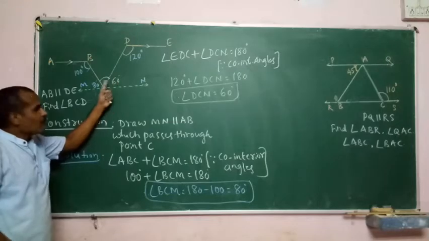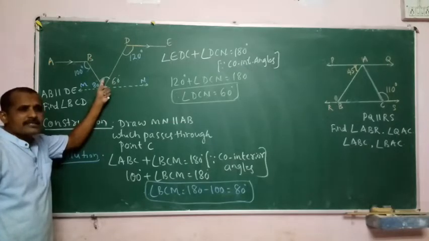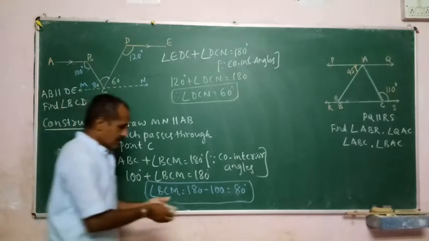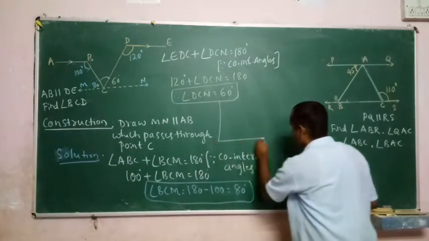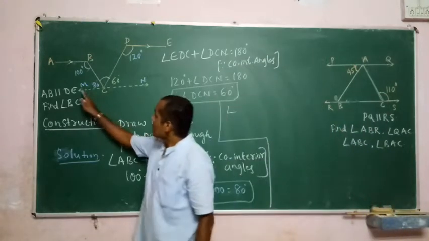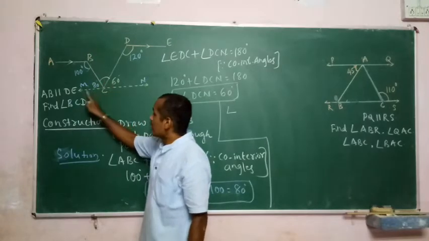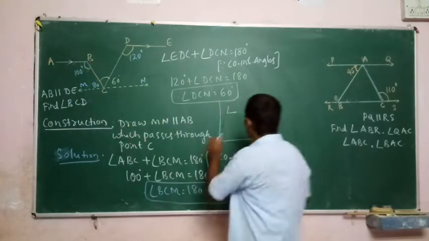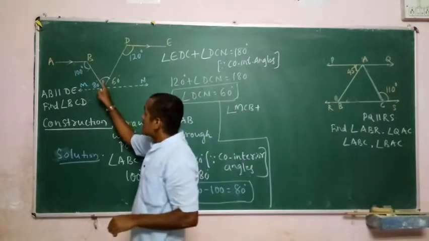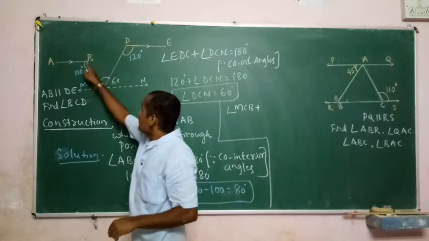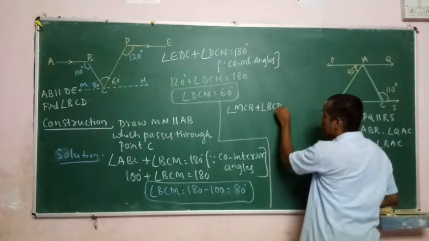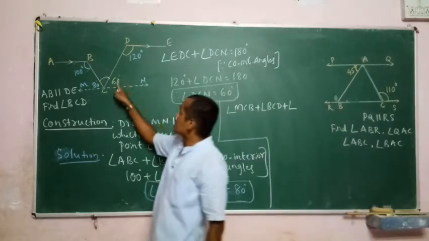Now, last, I want to find this angle. You can say the sum of these three is equal to 180 because this is a straight line. The last part of the solution: angle MCB plus angle BCD plus this angle.